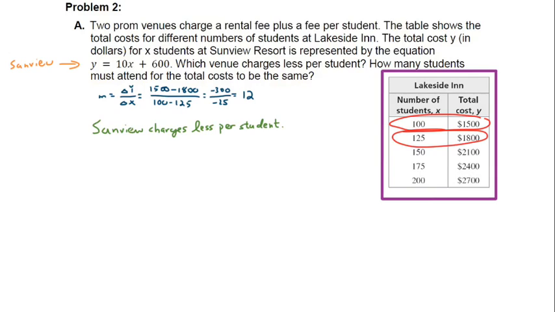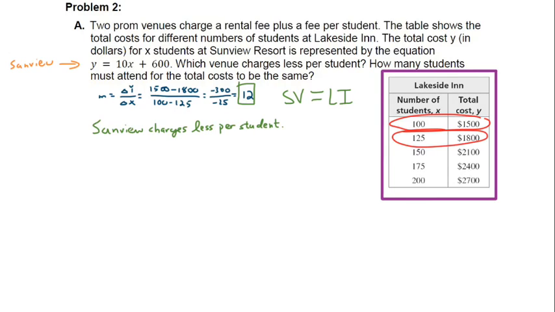The other question is how many students must attend for the total cost to be the same? Well, for them to be the same, that means one cost equals the other. So I'm going to put Sunview on one side, and I want to make sure it equals Lakeside Inn. But the problem is I don't have an equation for Lakeside yet. I have the slope, but I don't have an equation.